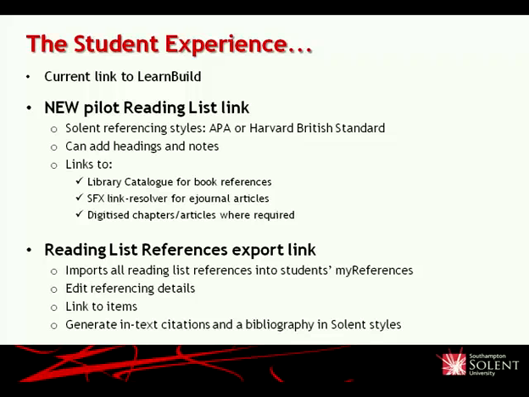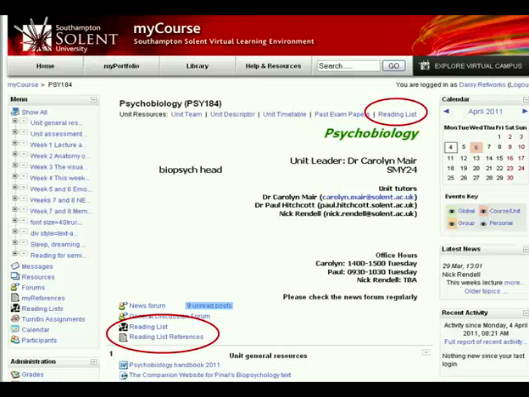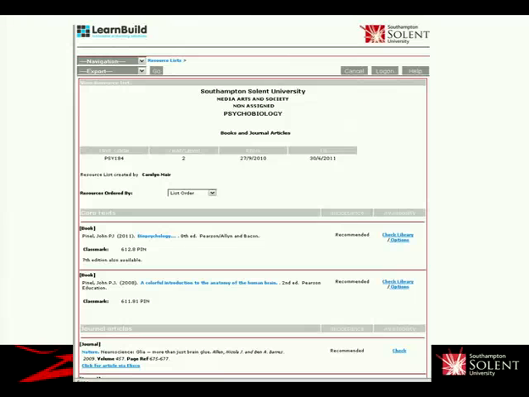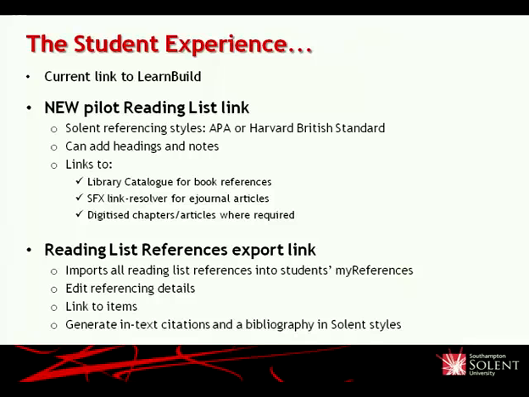So if we have a look at the student experience, what does the student see with this? Our current system, this is our Moodle, which we call My Course. The link at the top there to reading list, that's the current system that we have. If a student clicks on that, they then see this list generated from LearnBuild. Nothing wrong with it. It does what it says on the tin. It's a reading list, but you can see it's not particularly inspiring. It's a bit grey and boring, and it takes them out of the VLE rather than within it. So we thought we'd try something a bit different.